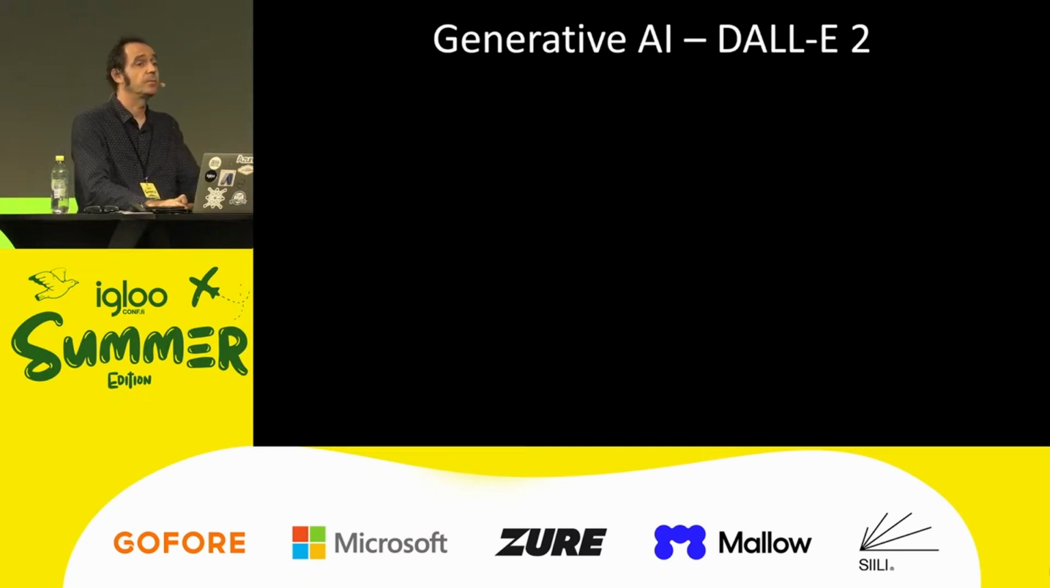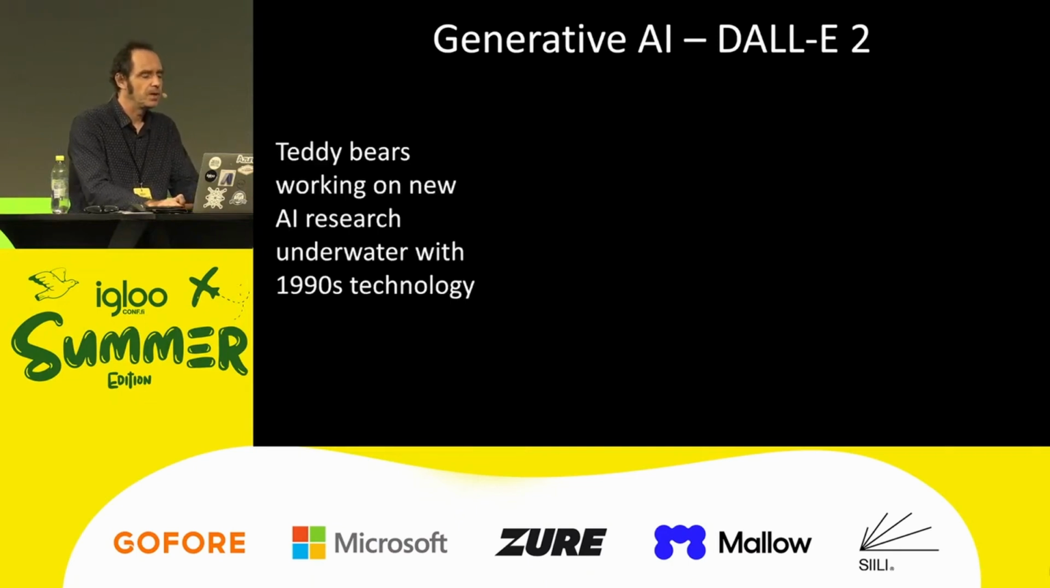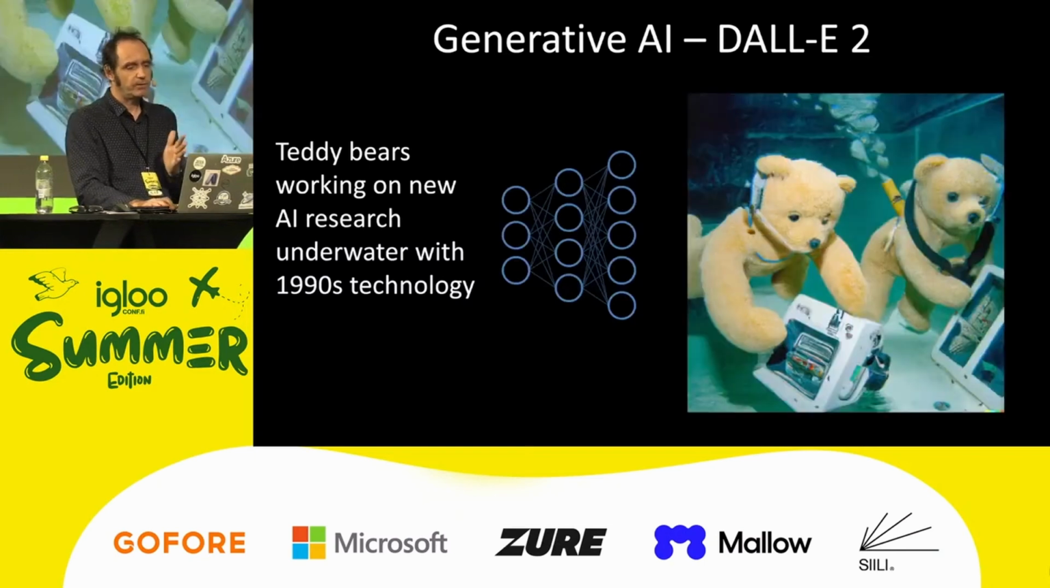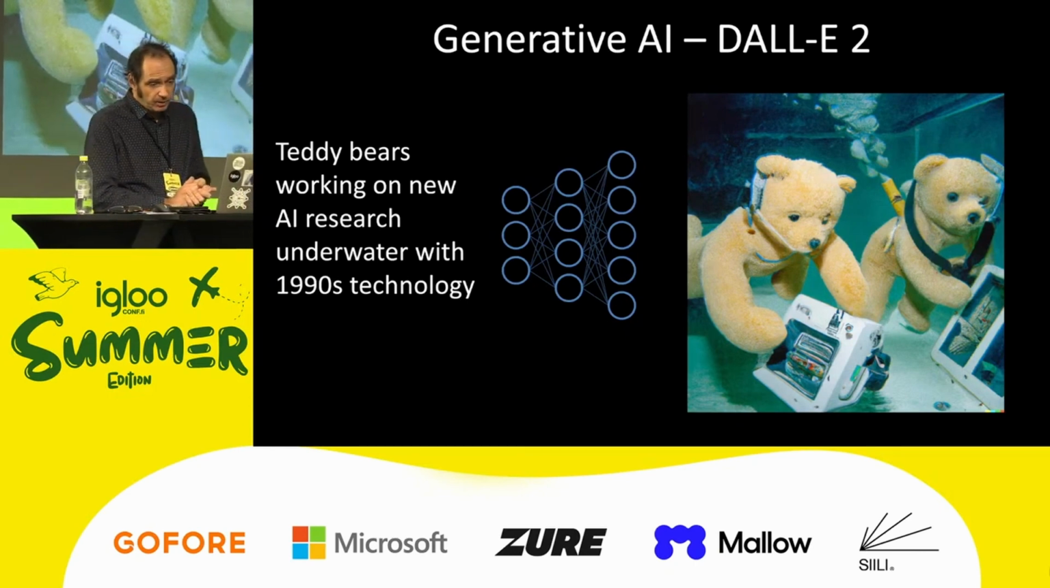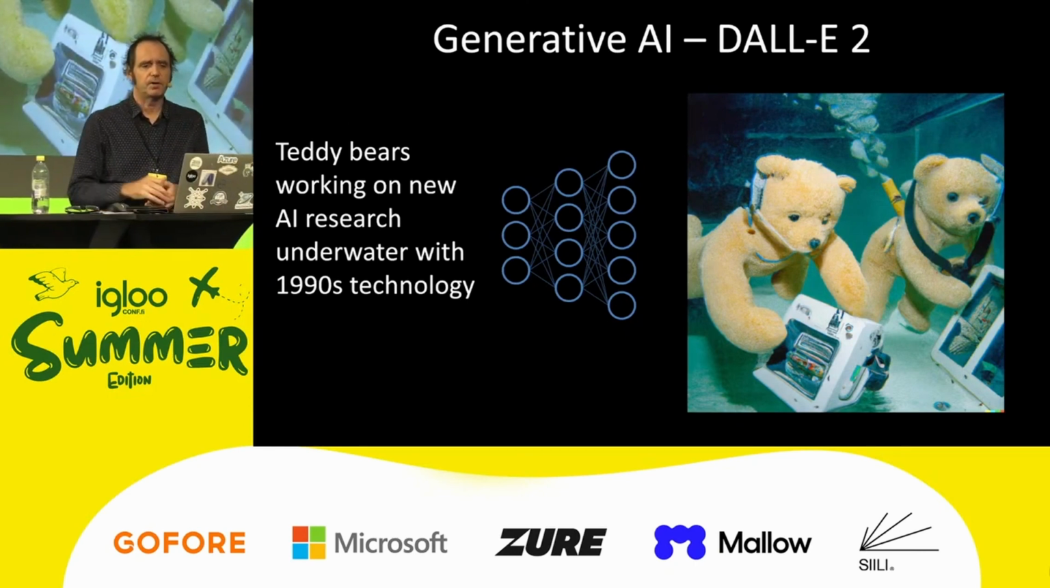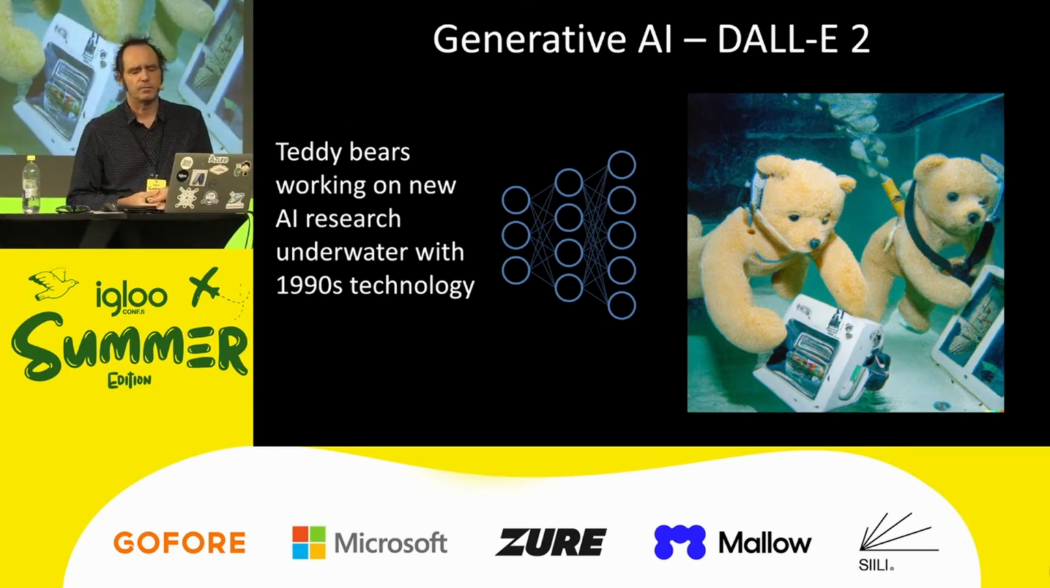And DALL-E 2 is the most impressive that we've got so far. So if you give it a sentence like teddy bears working on new AI research underwater with 1990s technology, what it's going to generate is this as the actual output image. DALL-E 1 was generating kind of cartoonish images. These almost look like they've been set up as a photo, very realistic.